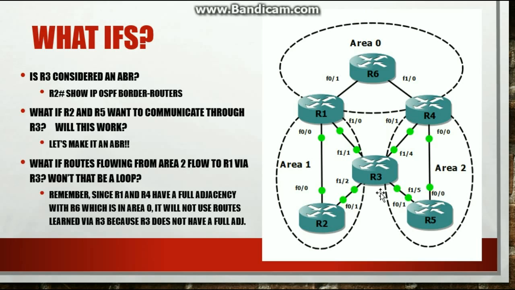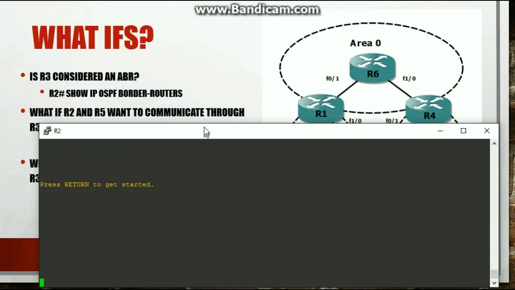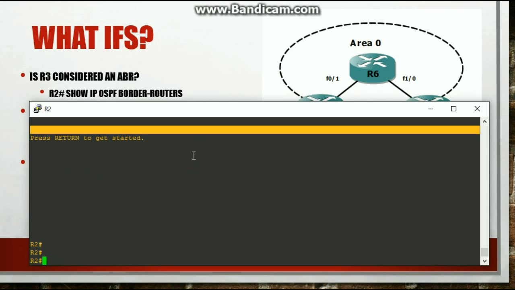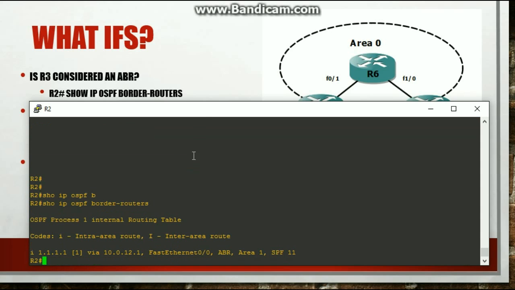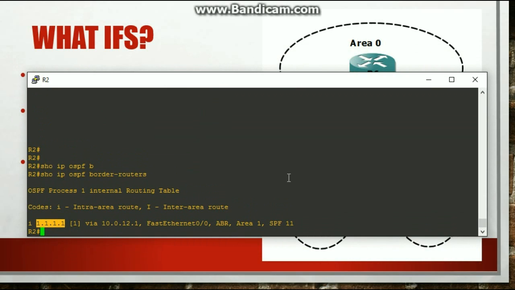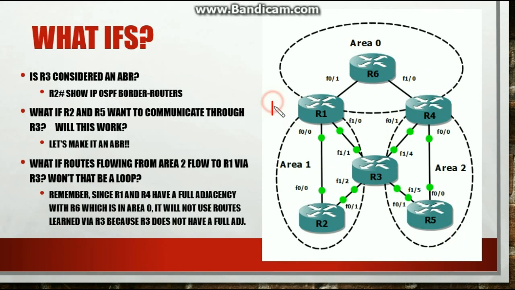So let's go into router 2. Bring this up, and what is my command here? Show IP OSPF border routers. And nope, as it sits, 1.1.1.1 out of FastEthernet 0/0 is this guy right here. So, like we said before, he is an ABR. That's good.